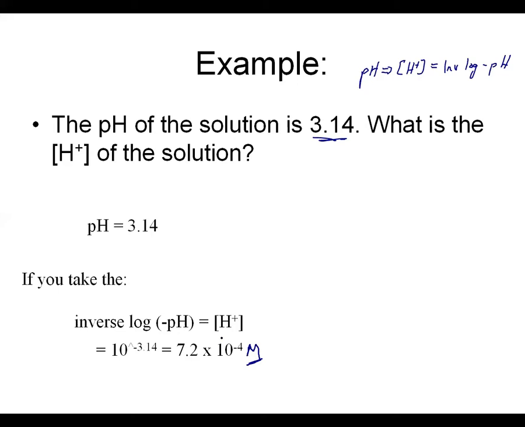Any questions on that? Also, a reminder of significant figures and decimal places. When we have a pH or a POH, this number here had 2 decimal places. So what that means is when we go to the concentration, we will have 2 sig figs.